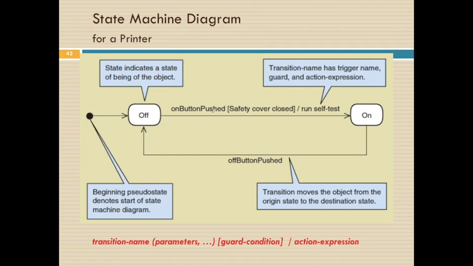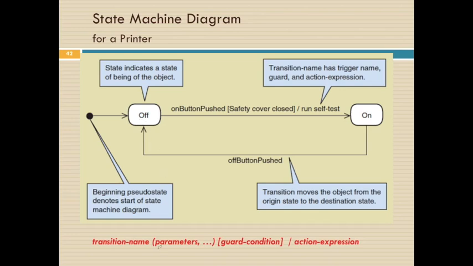For example, we have the transition name, on button push. This is an example for a printer. From the off state, we want to turn on the printer. So how do we turn on the printer? This is the process. We push the on button, and then it will check the guard condition: is the safety cover closed? Then it will run the self-test and the printer can be turned on. And then from the on state, if we want to turn off the printer, we just push the off button, and then the printer will be off.